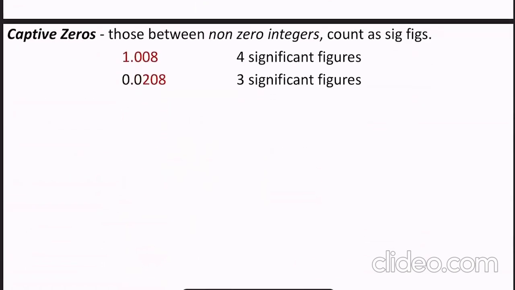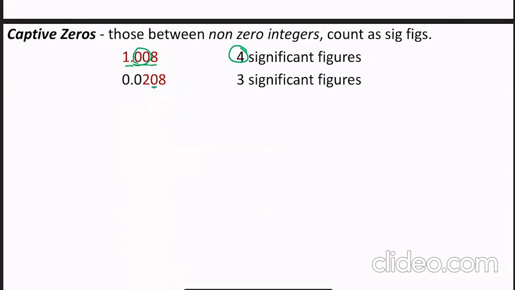And then we have zeros that are significant. These are what we call captive zeros. They're the zeros that are sitting between two non-zero numbers. So here, captive zero. Because they're in between two non-zero numbers, I have to include them. So here's 1, 2, 3, 4, four significant figures.